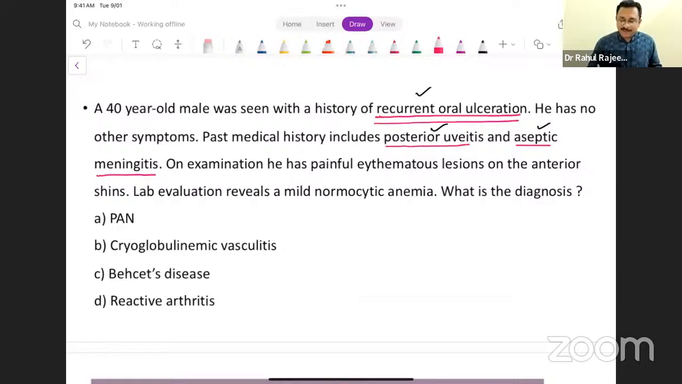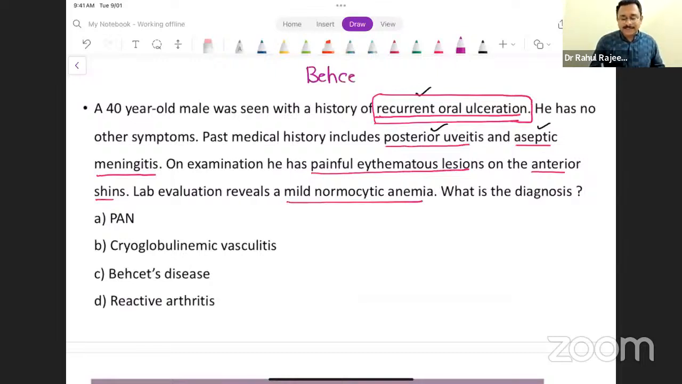And he's also having certain painful erythematous lesions in the anterior shins. So cutaneous manifestations are also there. And the lab evaluation shows mild normocytic anemia. What is the diagnosis? Now, remember this feature in entrance exams: a patient with multi-system involvement and important recurrent oral ulcers, you should think of an important vasculitic syndrome, that is Behçet's disease.